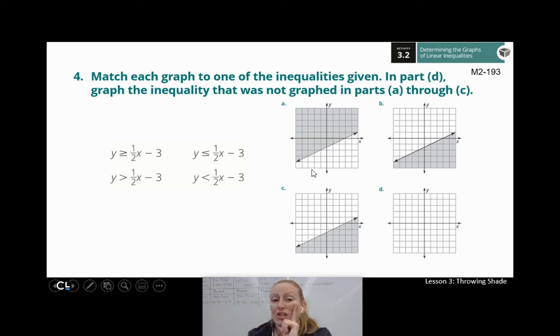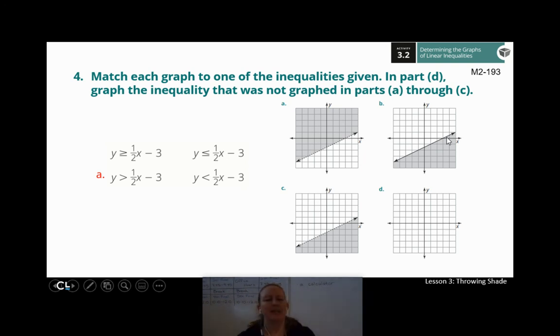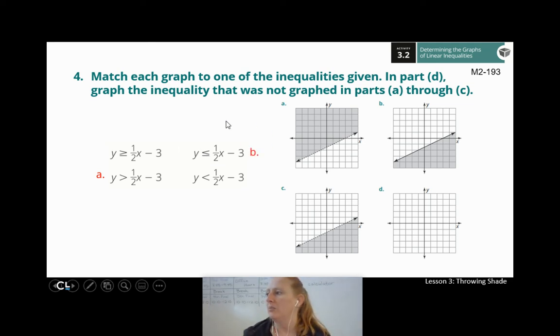All right, A, I see a dashed line. The fact that it's dashed means it's one of these two guys on the bottom, right? There's no squashed equal sign. I see it shaded up above, so y should be greater than, oh, this is the one. That's A right there. Looking at B, B has a nice solid line. So that means it has to be one of these two on the top because of their squashed equal signs. I see it shaded below. Since it is shaded below, I'm going to go ahead and pick this one because this is y is less than or equal to 1/2 x - 3. So that's going to be B.